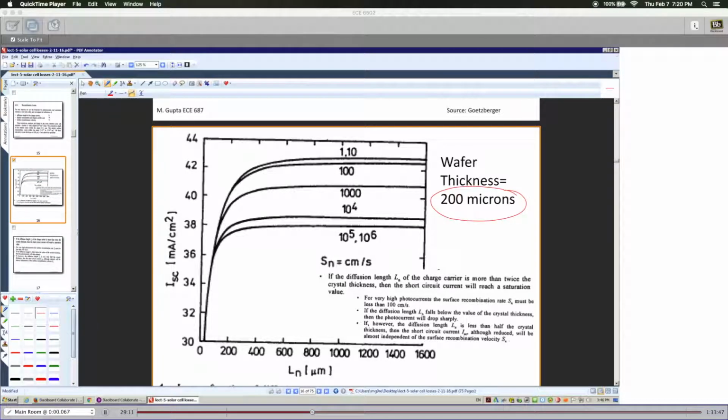So you need to be at least 2 times in order to get high efficiency, and then your recombination velocity has to be low in order to get high efficiency. So that's what the simulation or modeling of the real solar cell is telling us. In order to design a high efficiency solar cell, we must have a diffusion length at least 2 times the thickness of the wafer and a low recombination velocity. Okay.